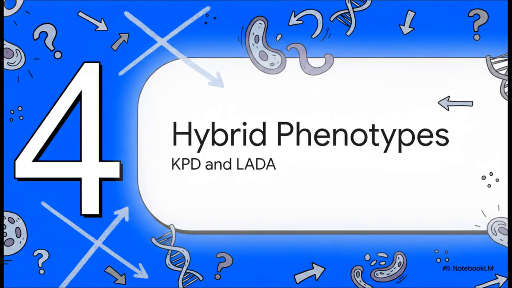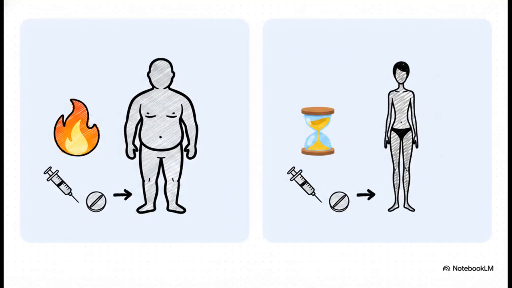Let's get into the hybrid phenotypes, KPD and LADA. Now we are stepping into the gray zone. These are the hybrid phenotypes, sometimes called type 1.5, and this brilliantly illustrates the paradox of crossing traditional boundaries. First, let's look at ketosis-prone diabetes, or Flatbush diabetes. This is fundamentally type 2 physiology, but it presents explosively with ketosis, just like type 1. These patients are obese, antibody negative, and they start on insulin but often transition off to oral agents.